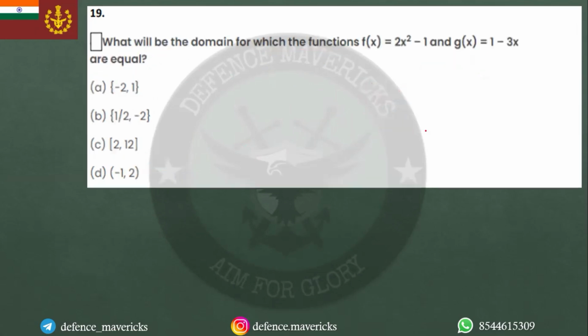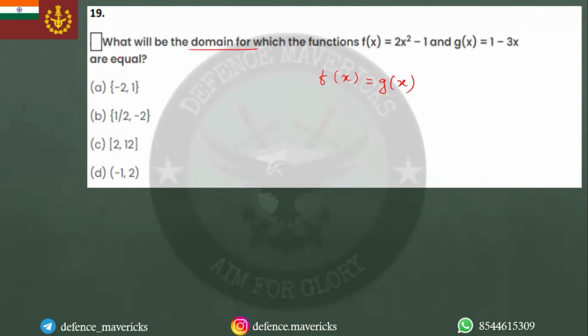What will be the domain of the function f(x) for which the functions f(x) and g(x) are equal? Now see, this is just another way of asking the same question. They are asking when f(x) is going to be equal to g(x), but in a different way. So what do you have to do? Just equate f(x) and g(x) and see what the answers are. So basically, the domain for which the functions are equal.